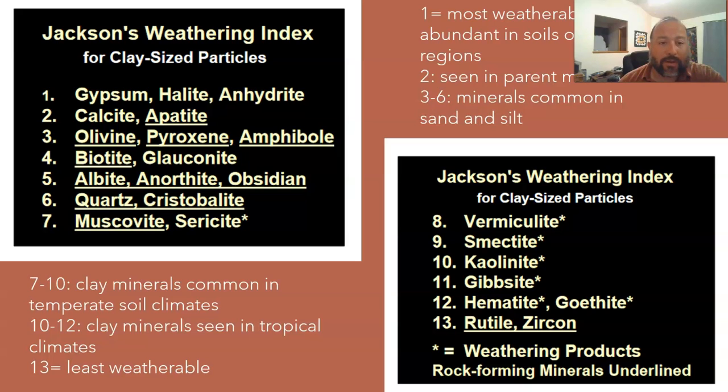So your olivine, pyroxene, amphibole, biotite, glauconite, albite, anorthite, obsidian, all of those are minerals that are going to be common in sand and silt. 7 through 10, so muscovite, cerussite, vermiculite, smectite, and kaolinite, are your clay minerals that are going to be common in temperate soil climates. So when you hear the word temperate, you're thinking warm. You're not thinking cold, and you're not thinking hot. You're just thinking in the middle, warm.